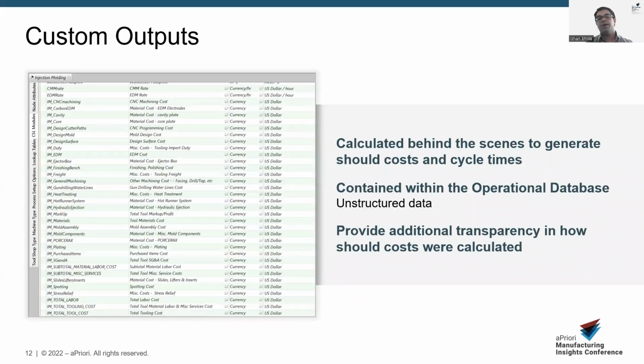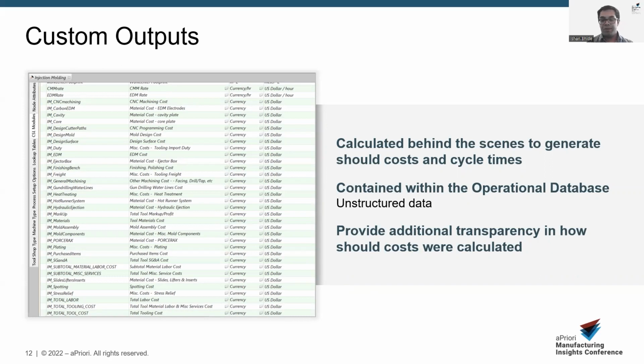Custom outputs are an area of our product that customers could be leveraging more. The screenshot example is from the injection molding cost model, and these are the nitty-gritty details that are all calculated behind the scenes to generate should costs and cycle times. These details also provide additional transparency to the supplier on how the should costs were calculated.